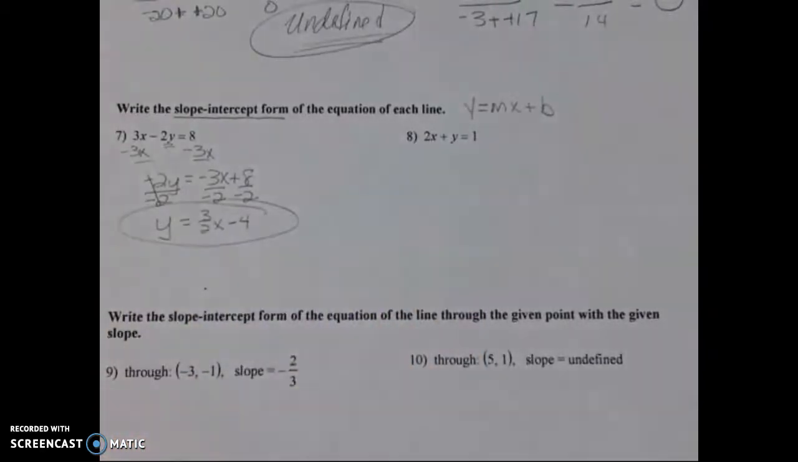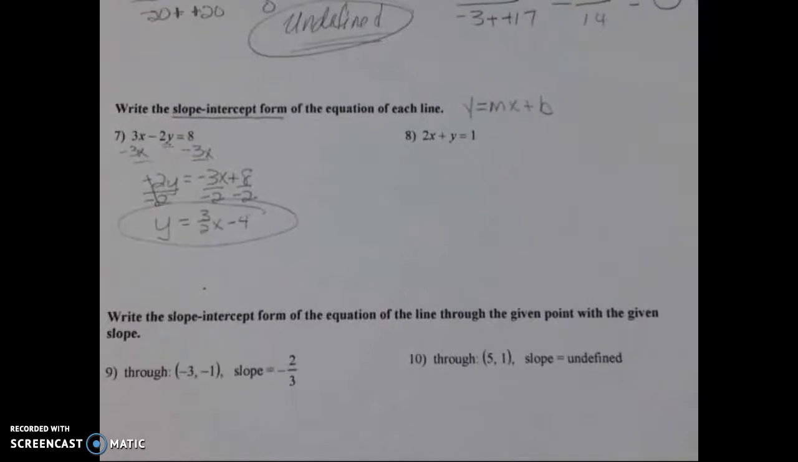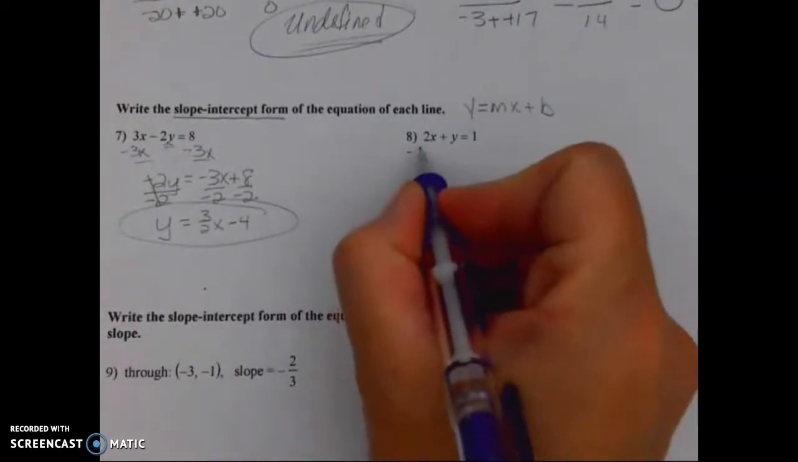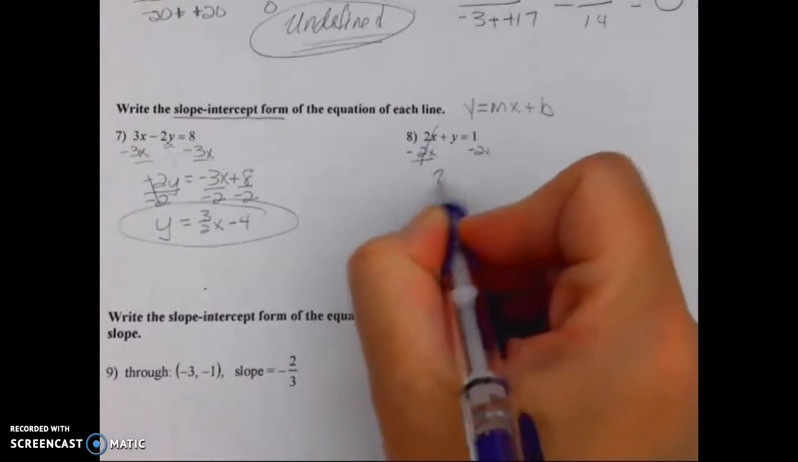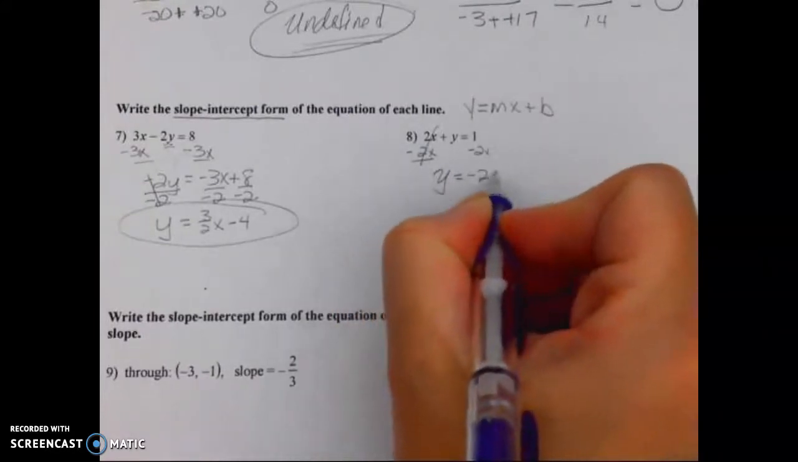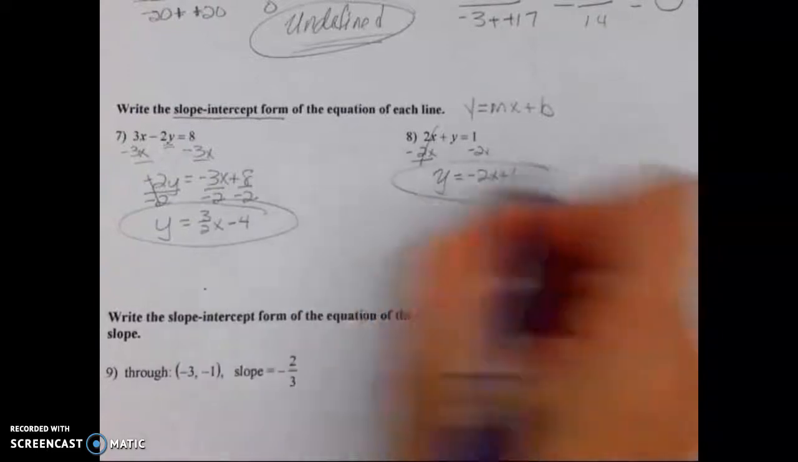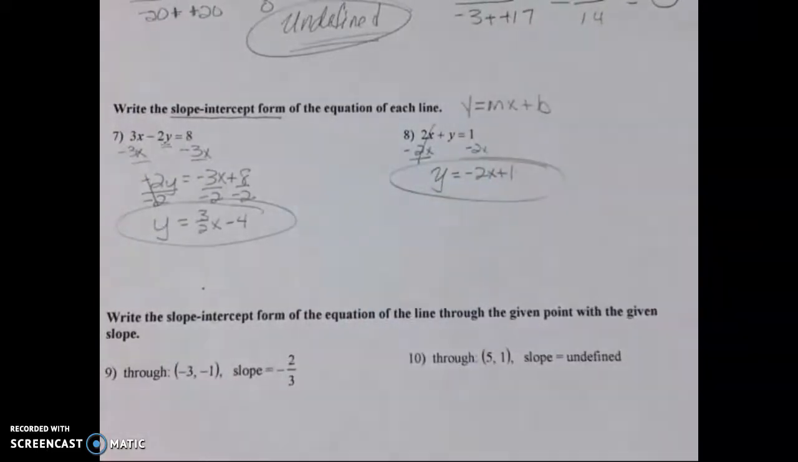Let's try this again, number 8. Solving for y, you have to get rid of that 2x. Let's subtract 2x from both sides. You get y equals -2x plus 1. Am I going too fast? Rewind the video, people.